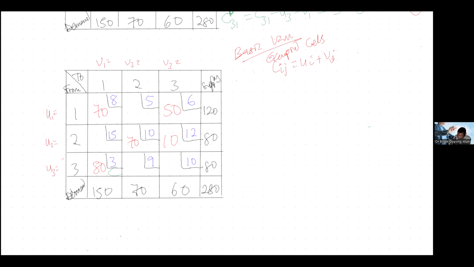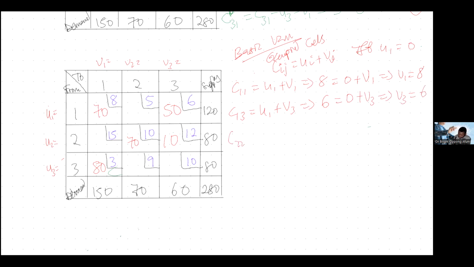Evaluate the basic cells. The first one is C11. It's equal to U1 plus V1. If U1 is equal to 0, this implies that 8 is equal to 0 plus V1, and therefore V1 is equal to 8. Next, C13. C13 is U1 plus V3, and C13 is 6. U1 is 0 plus V3, and therefore V3 is 6.